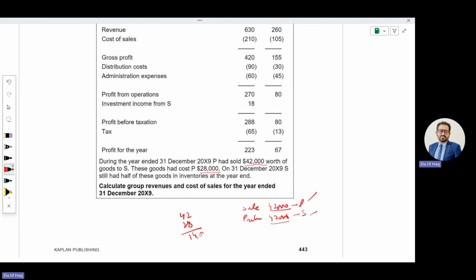14,000. On 31st December 20x9, S still had half of these goods in inventories at the year end. So half sold means half the profit is realized, and the remaining half is unrealized, so we need to add that to cost of sales. In consolidation, we will deduct the 42,000 from sales, deduct the 42,000 from cost of sales, and add 7,000 as unrealized profit.